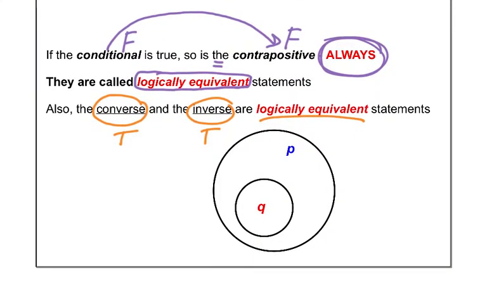Here's another example of a Venn diagram, this time with Q and P. If Q means yes, then P. If you pick a point in Q, then you pick a point in P.